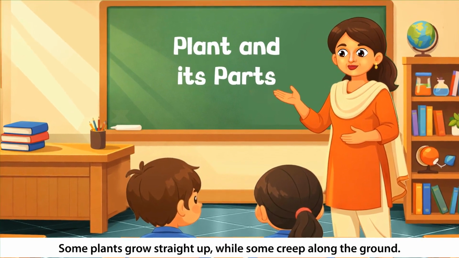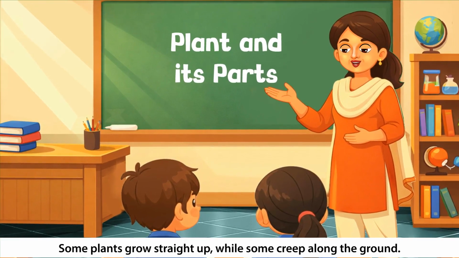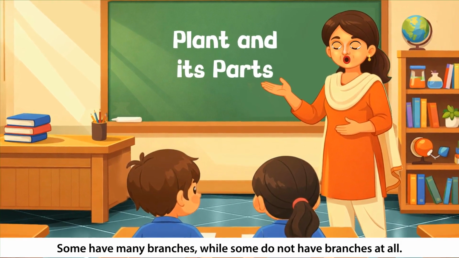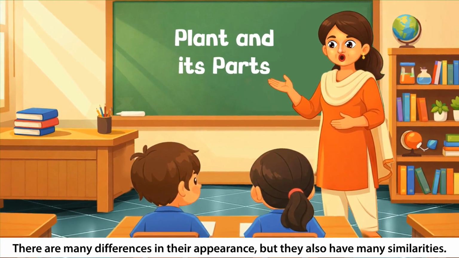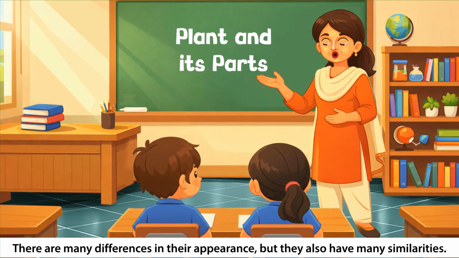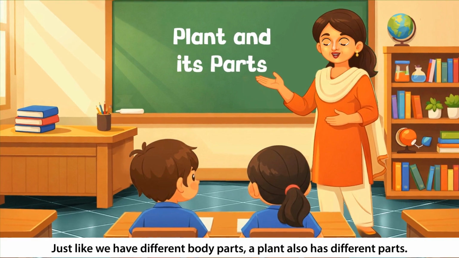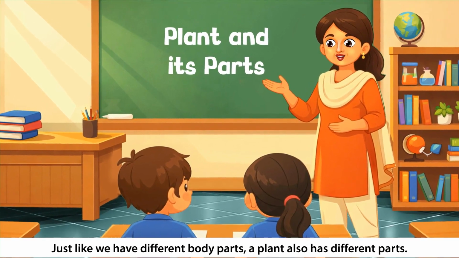Some plants grow straight up, while some creep along the ground. Some have many branches, while some do not have branches at all. There are many differences in their appearance, but they also have many similarities. Just like we have different body parts, a plant also has different parts.